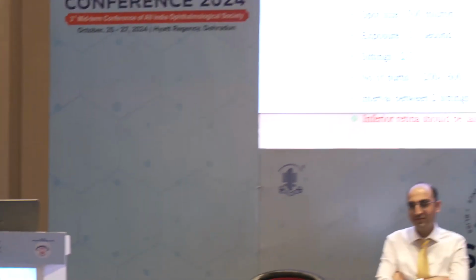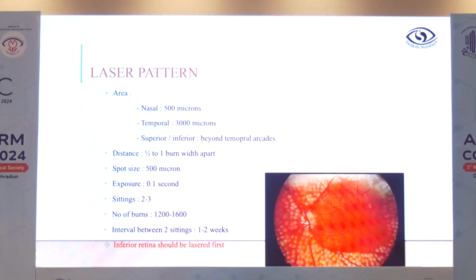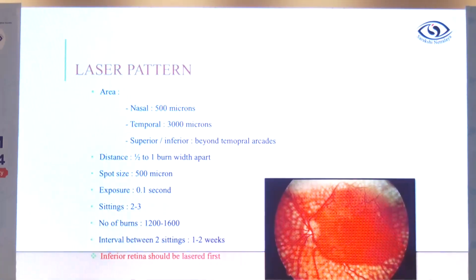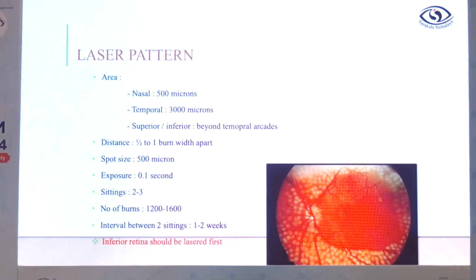Good evening, everyone. So this is a very basic talk for postgraduates. So what is ideal PRP? We all know how the laser is to be done. If we take the area, nasally it should be done up to 500 microns. Temporally it should be 3000 microns away from the disc. Superior and inferior you should do up to the temporal arcades. Distance is approximately 1 burn width apart.